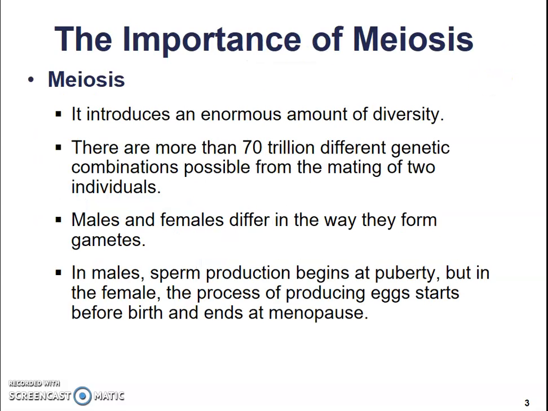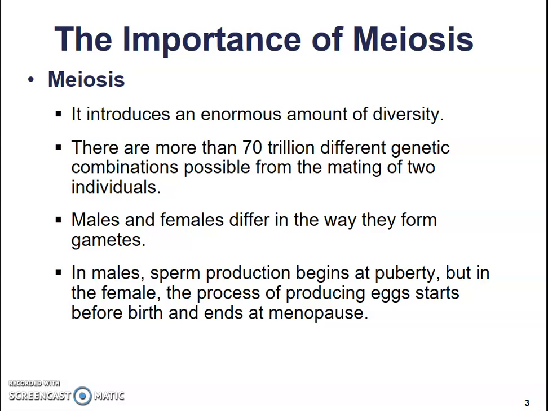The importance of meiosis. It introduces an enormous amount of diversity in organisms. Meiosis is what is responsible for making me look different from you guys and me different from my sister, even though we came from the exact same parents. There are more than 70 trillion different genetic combinations possible from the mating of 2 individuals. So lots of genetic variability there.